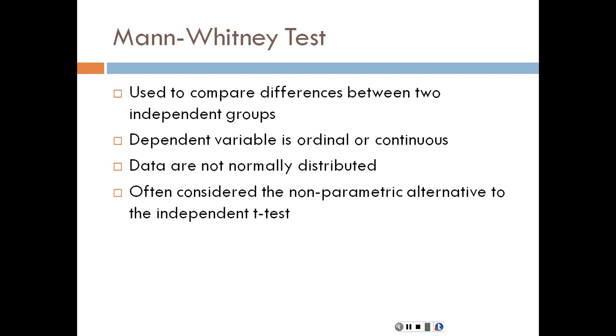With a t-test, you're comparing the means in two different groups. But for a Mann-Whitney test, if your data are not normal, you have to use the alternative. So basically, we're comparing the means between two independent groups, but the data are not normal.